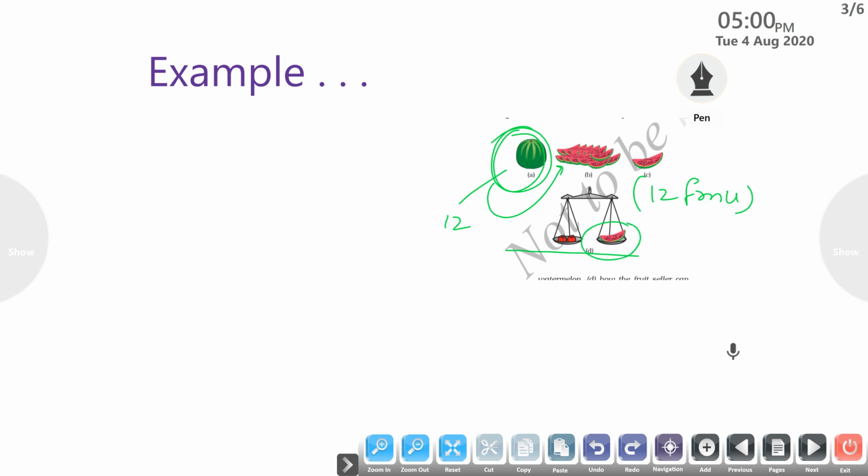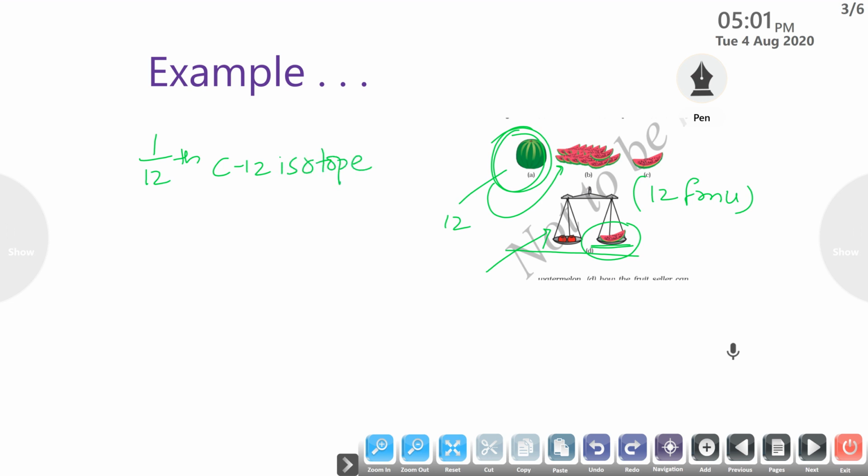Here you can observe he is selling other fruits by measuring with the help of the fruit mass unit. So by this we can see that the atomic mass unit is equal to 1/12 of the mass of the carbon-12 isotope.